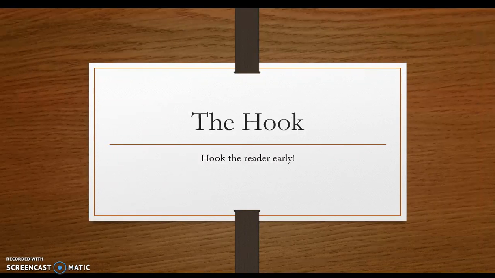So then let's talk a little bit about this hook that you have to include in your introduction to really hook the reader and draw them in.